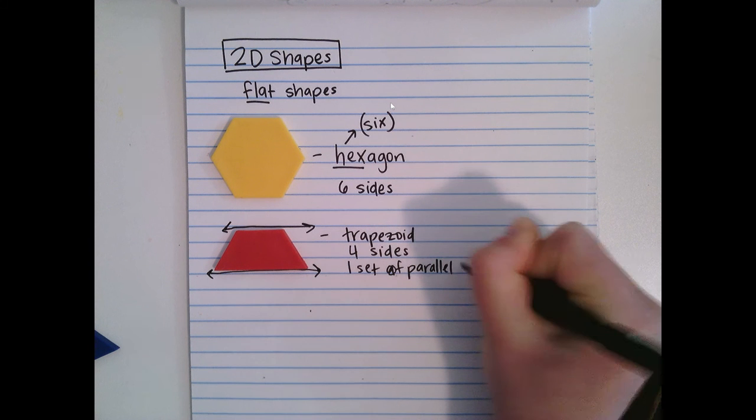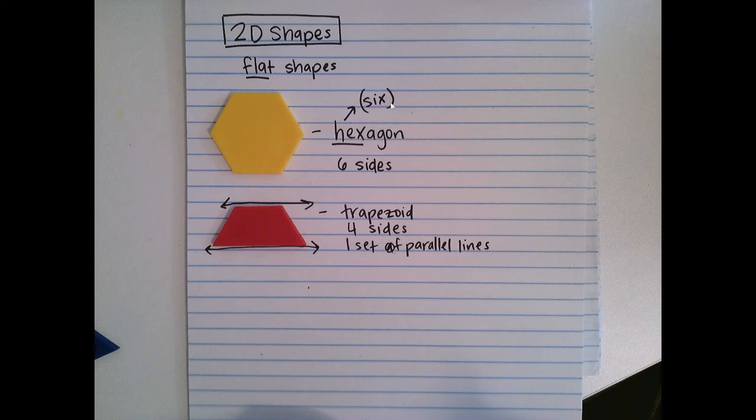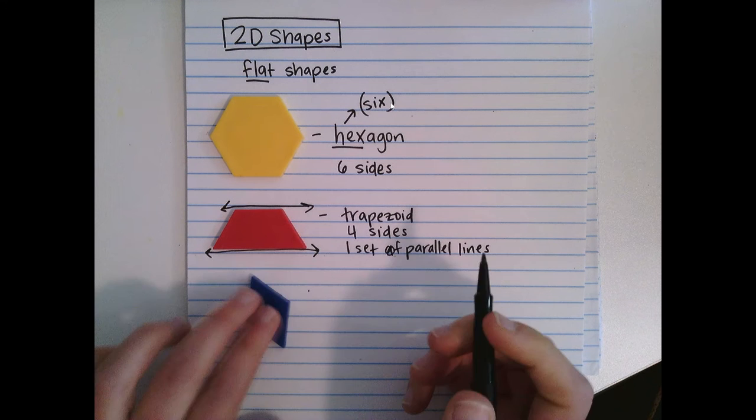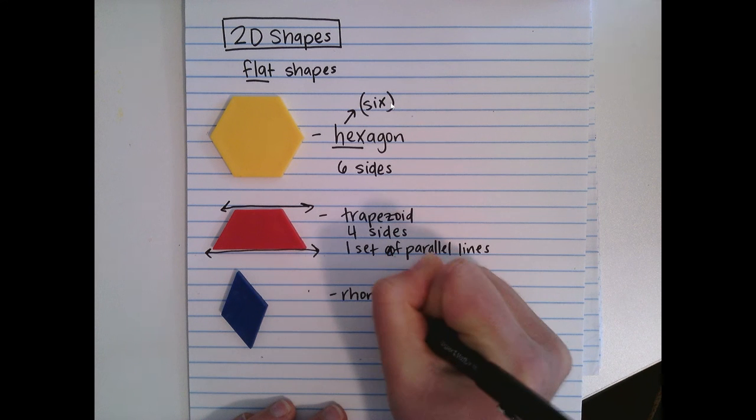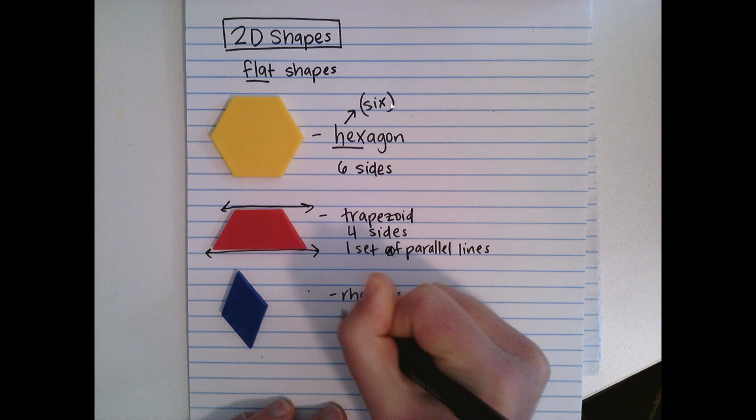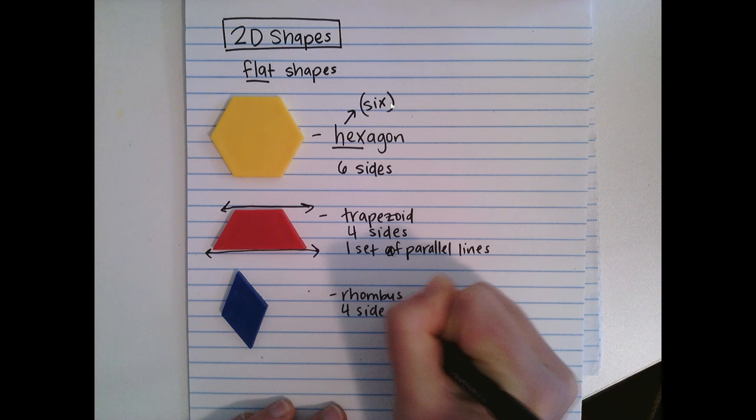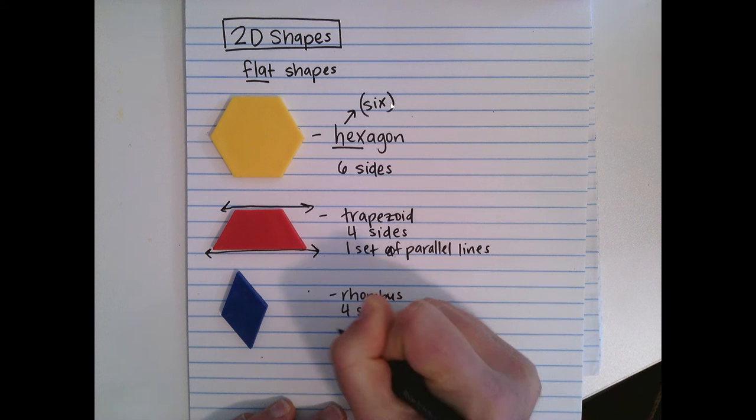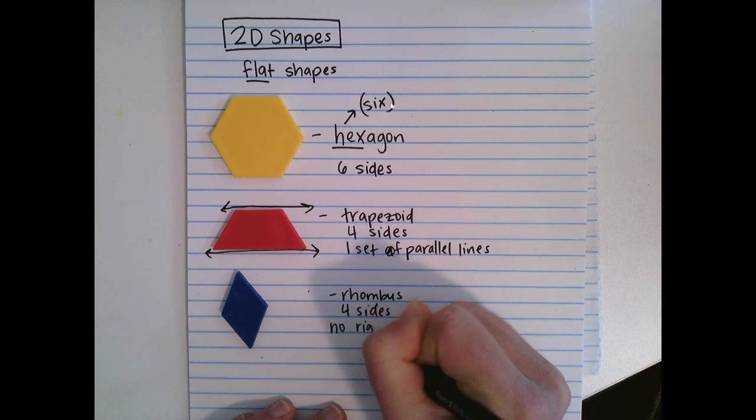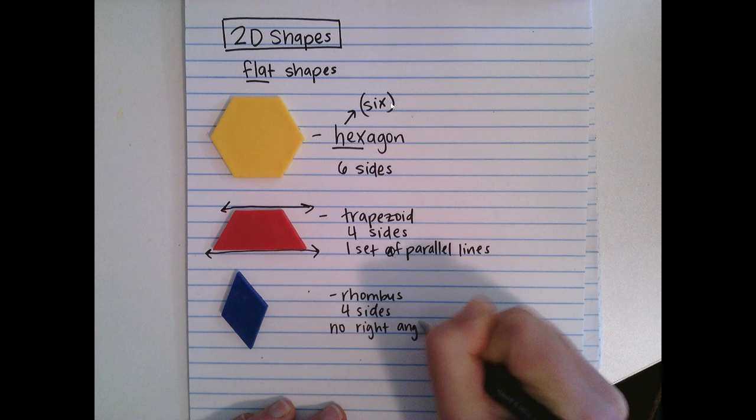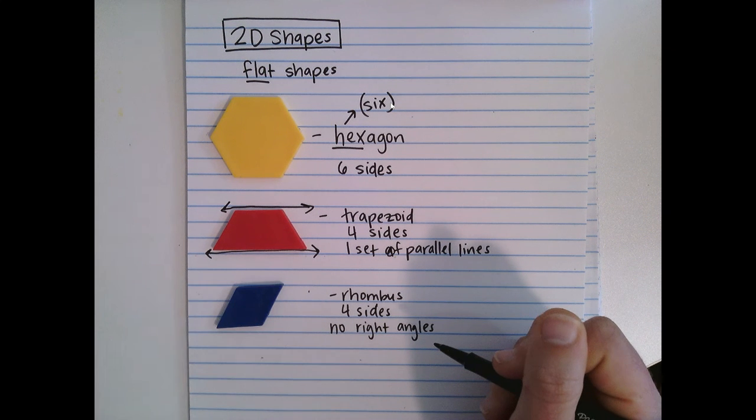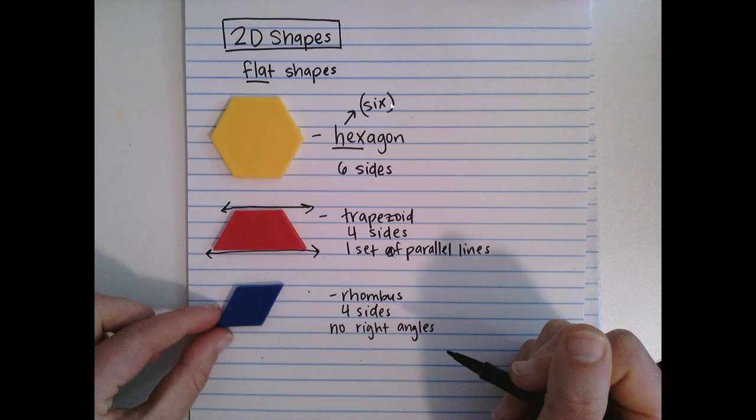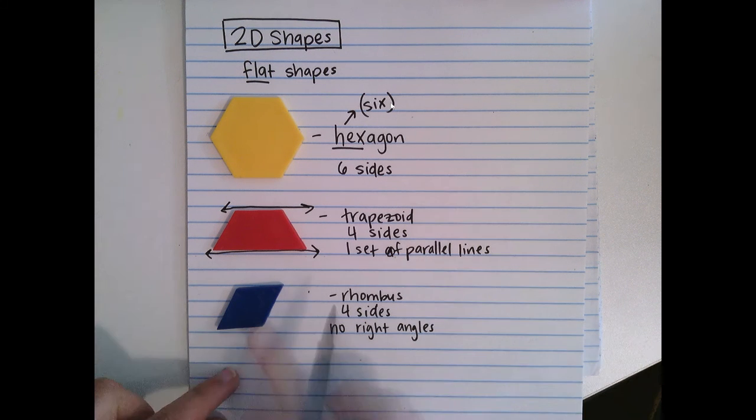My next shape as I work through the pattern blocks is this guy. We know that this is a rhombus. It has those 4 sides, but it does not have any right angles, and that's what makes it different from a square, because squares have right angles. This one doesn't. Remember, I like to think of it as a square that got blown over by the wind or pushed over by the wind. So this angle here is smaller than a right angle, and this one is bigger, so no right angles there.